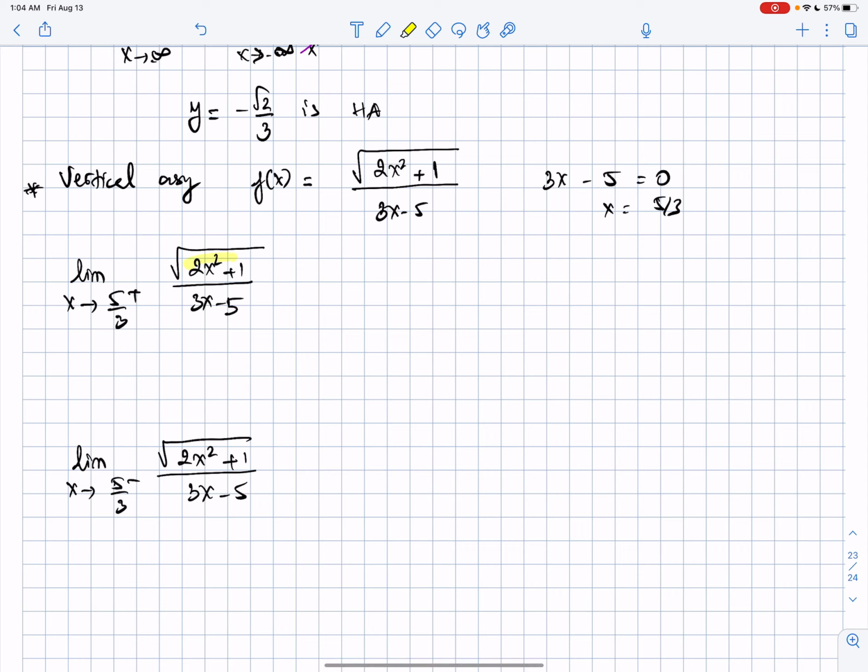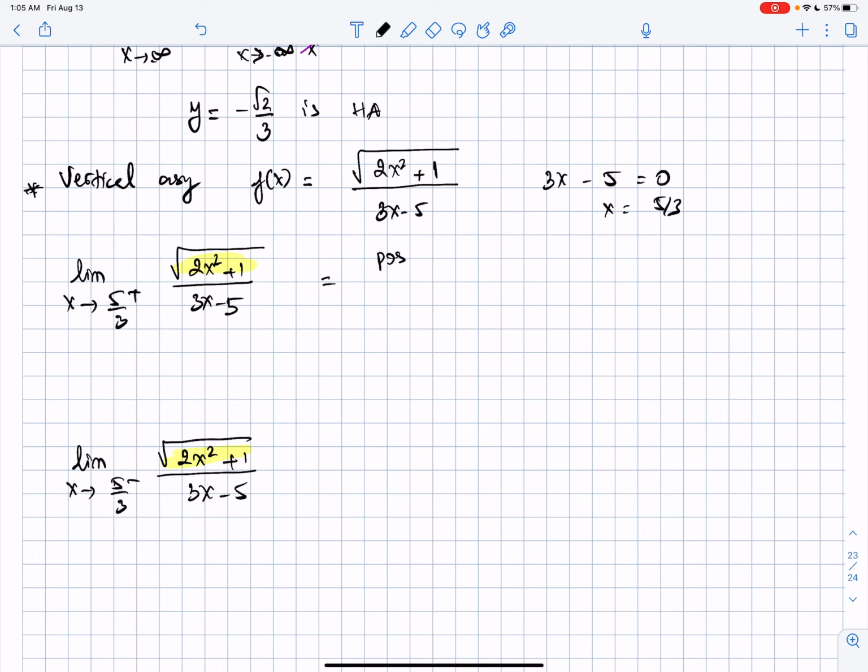So what happens on the top is that 5 over 3 is about 1 point something. So 1 point something squared times 2, then plus 1, will give us a positive number. And we take the square root of a positive number. So on the top, we will get a positive number.